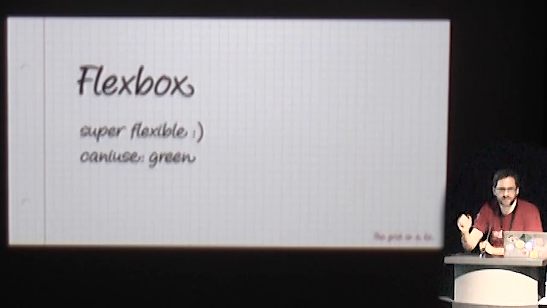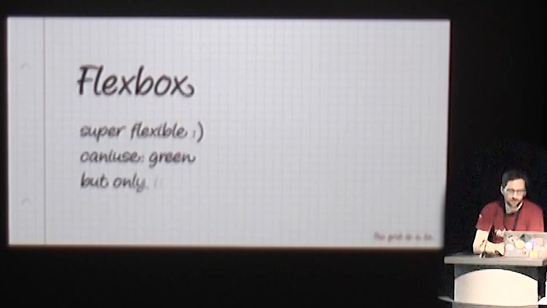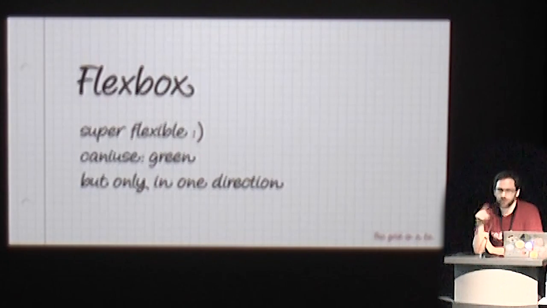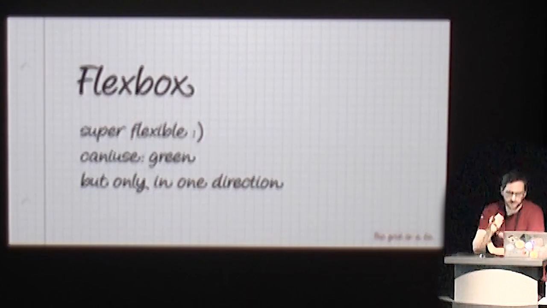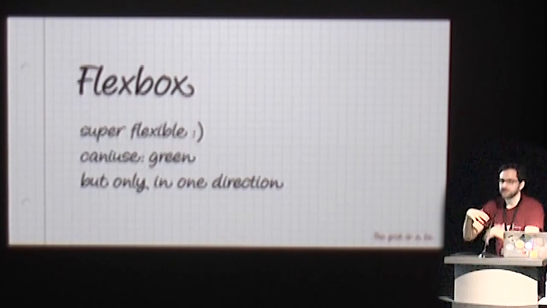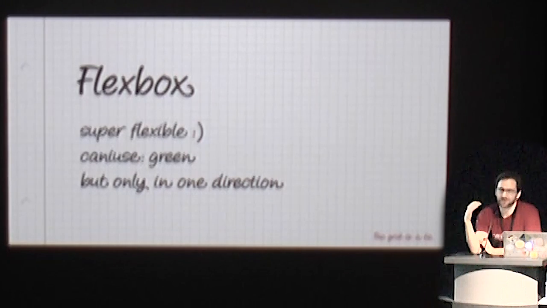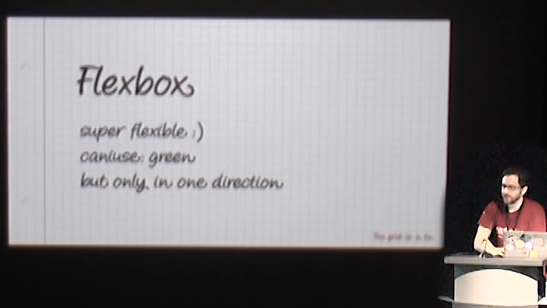Can I have a hand? Okay, so that's good. But there's only one problem. It's only working in one direction, right? You can only choose to have it in a row or in a column. And this sometimes may be a problem, so you have flex boxes inside flex boxes and all that stuff. And that really reminds me of tables inside tables. So in this talk by Rachel Andrew, there was another thing, and that was CSS grid layout.